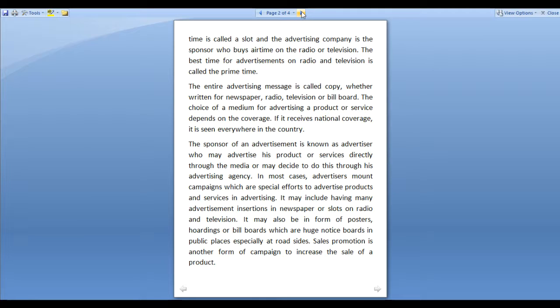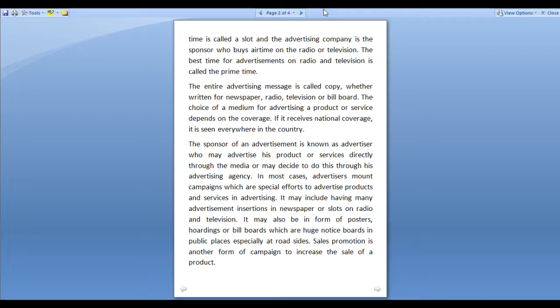The period of time is called a slot, and the advertising company is the sponsor who buys airtime on the radio or television. The best time for advertisements on radio and TV is called the prime time. During this period, it varies from 7 p.m. down to 9 p.m. It is believed that this period of time is when the whole family is available to either listen to the radio or view the television set. So for this reason, advertisers are expected to pay higher for every slot they are given at this particular time. The entire advertising message is called a copy, whether written for newspaper, radio, television, or billboard.